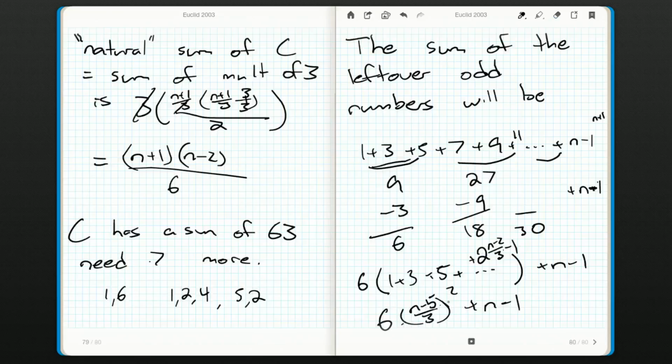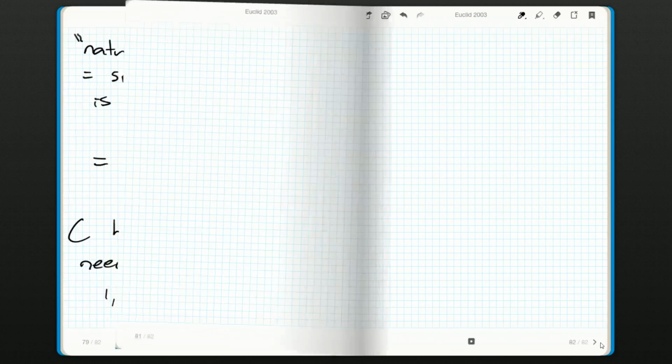Okay. So this is the sum of the odd numbers, other than the multiples of 3. (n minus 5 over 3) all squared, times 6, plus n minus 1. I don't think there's any simplifying that even further. Okay. And how about the even numbers?